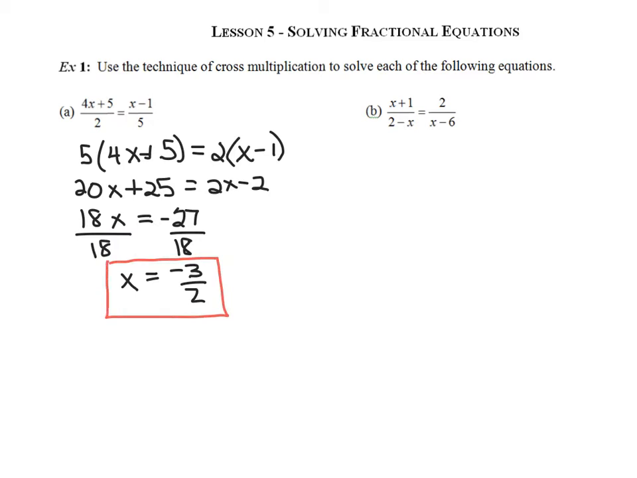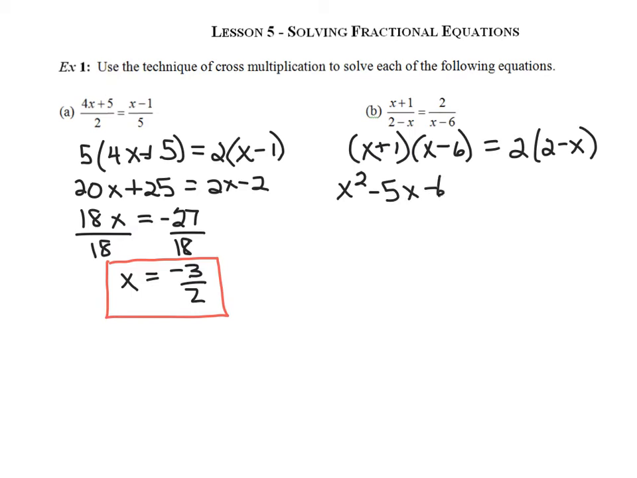Let's go ahead and do example B. So we're going to cross multiply because I've got a proportion. X plus 1 times x minus 6 is equal to 2 times 2 minus x. So on the left side, I'm going to double distribute or use FOIL. So that gives me x squared minus 5x minus 6. On the right side, 2 times 2 is 4 minus 2x. Now, this is just a quadratic equation, so let's put it in standard form.